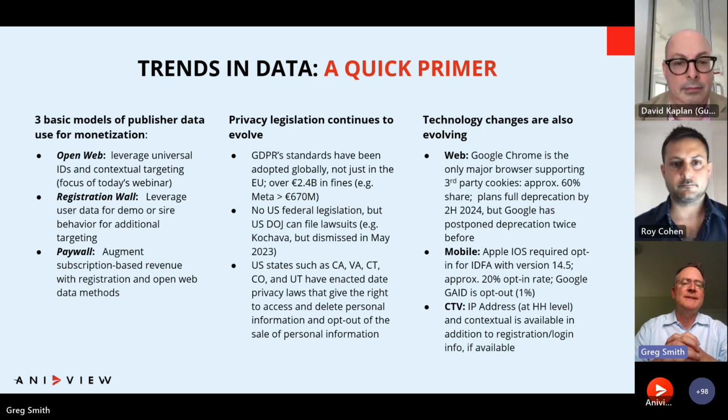And although the US is not actually doing anything at a federal level, many of the US states, such as California, Virginia, Connecticut, Colorado, and Utah, have been enacting data privacy laws that give the user the right to access their own data, and allow them to delete their personal information and opt out of any kind of sale of that personal information as well.